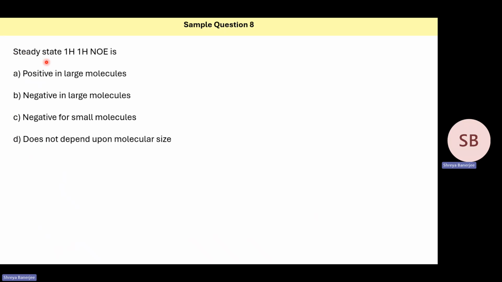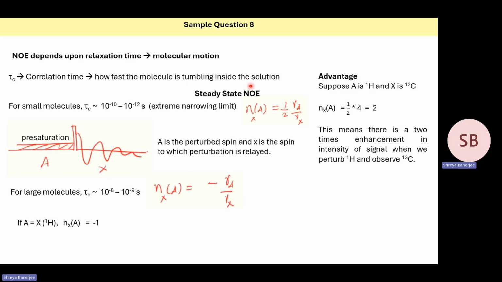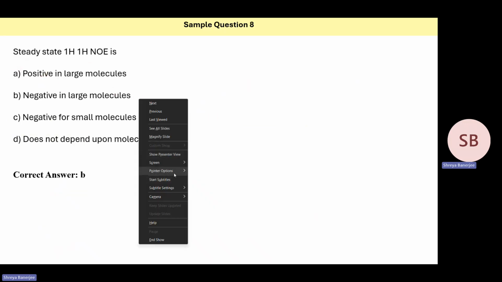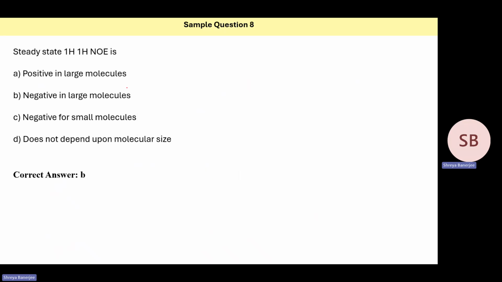Then you have the steady state NOE. This we just discussed. That steady state NOE formula we discussed in this class only. Clearly for large molecules, it is negative, and for small molecules, it is positive. So if it is negative in large molecules, this is wrong. And for small molecules, it is positive. So this is wrong. Clearly, it is dependent on the molecule size. This is wrong. So B is the correct answer.